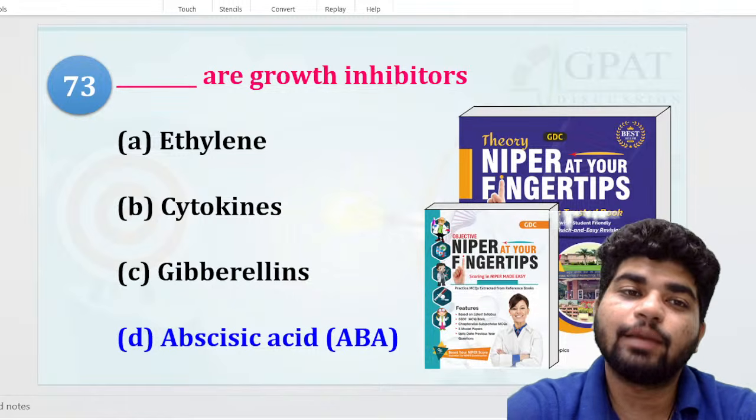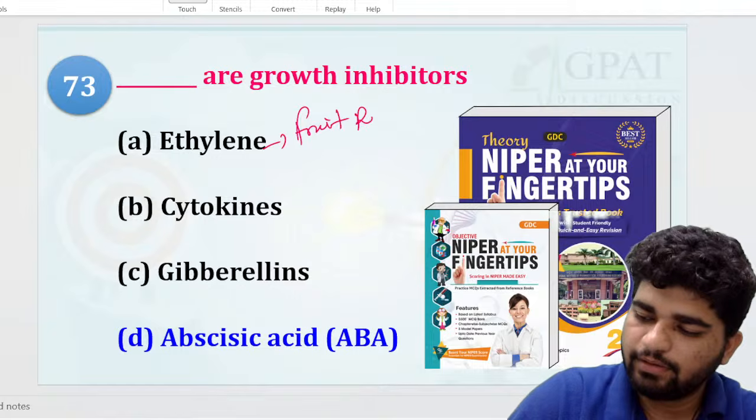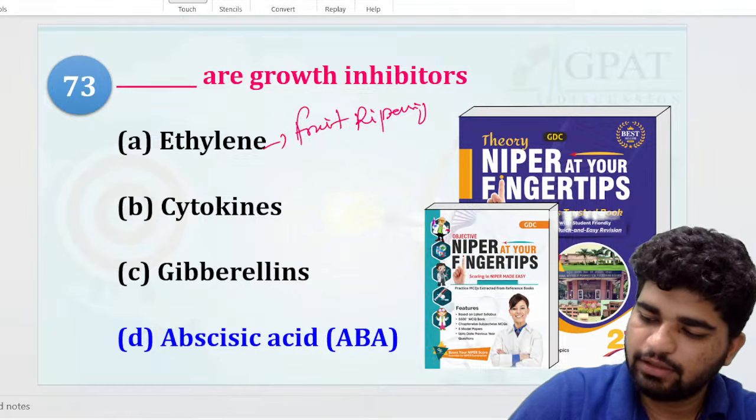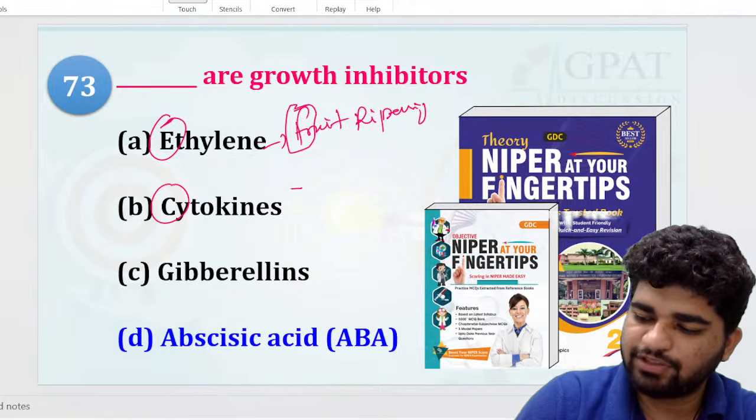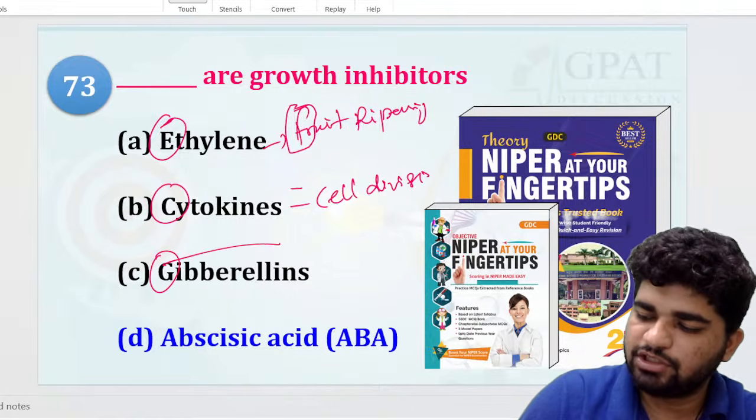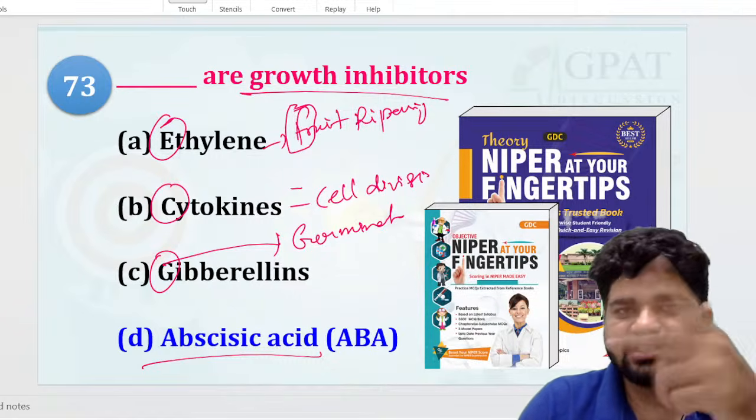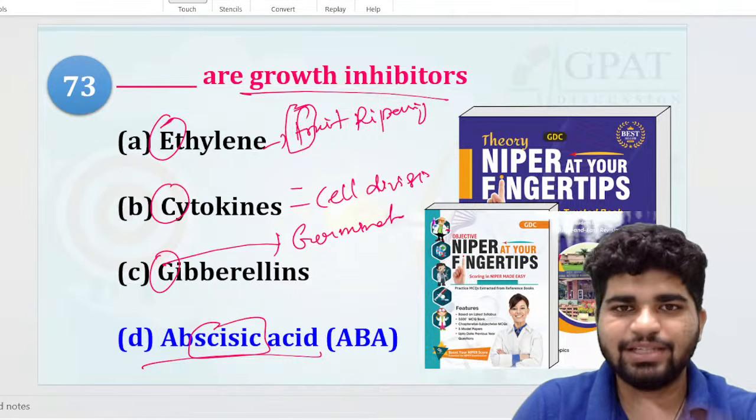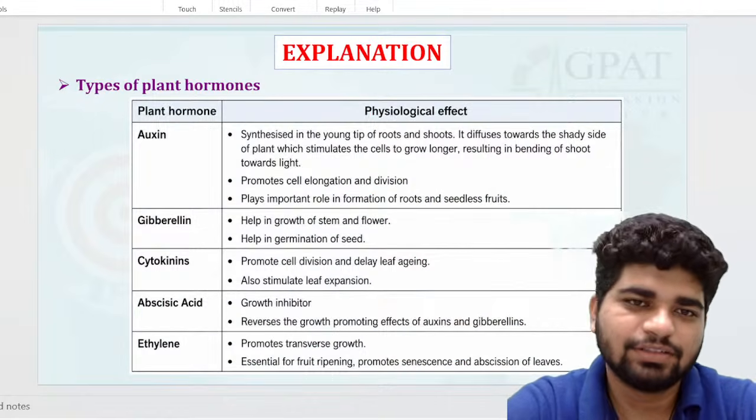Ethylene is for fruit ripening, right? E for ethylene, E for fruit ripening. C for cytokinin, C for cell division. G for gibberellin, G for germination. Growth inhibitor, that is your abscisic acid. Scissor, you know, cystic means scissor. Scissor to growth inhibitor. This is how I learned.